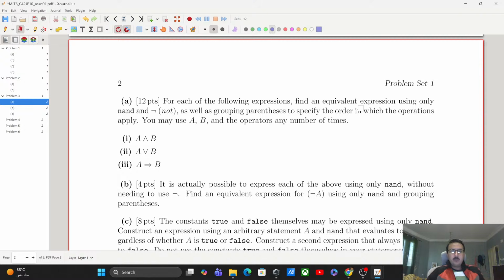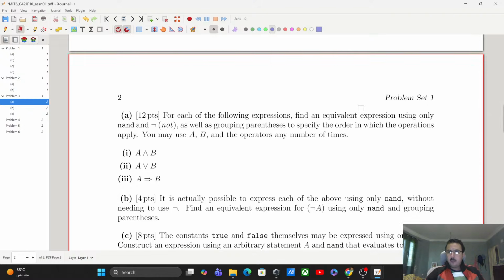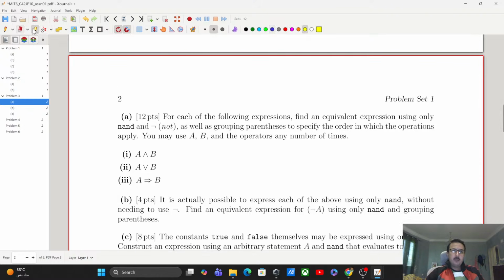Using only NAND. Not. So let's group with parentheses to specify the order in which the operations apply.